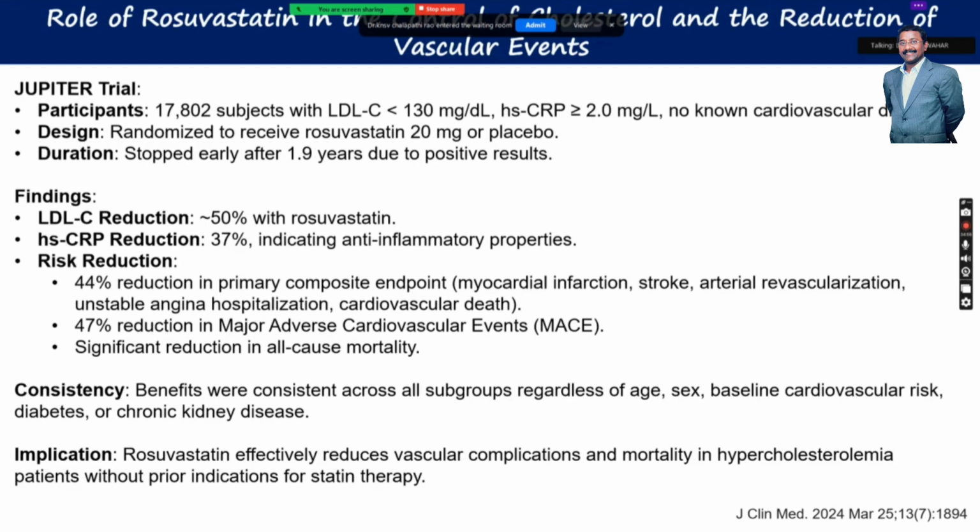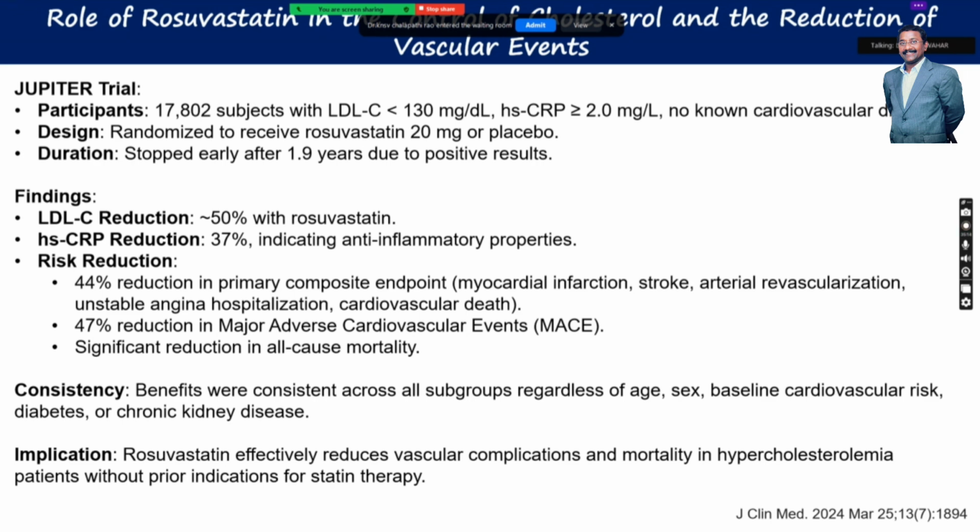The Jupiter trial is an important trial. It was a big boon to rosuvastatin sales, like the HOPE study for ramipril. After the HOPE study, there were more and more prescriptions for ramipril, and the same thing happened with the Jupiter trial and rosuvastatin.